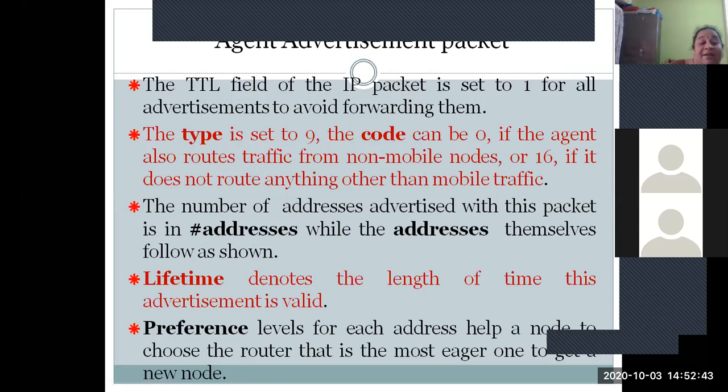So if the data packet is only for non-mobile communication, static telephone communication, then the code will be set as 0 in the code field. Otherwise, it will be set to 16 if it is not routing any traffic other than mobile traffic. If it is routing only mobile traffic, then the code field will be set to 16. The code can be either 0 or 16: 0 in case of non-mobile traffic and 16 in case of mobile traffic itself.